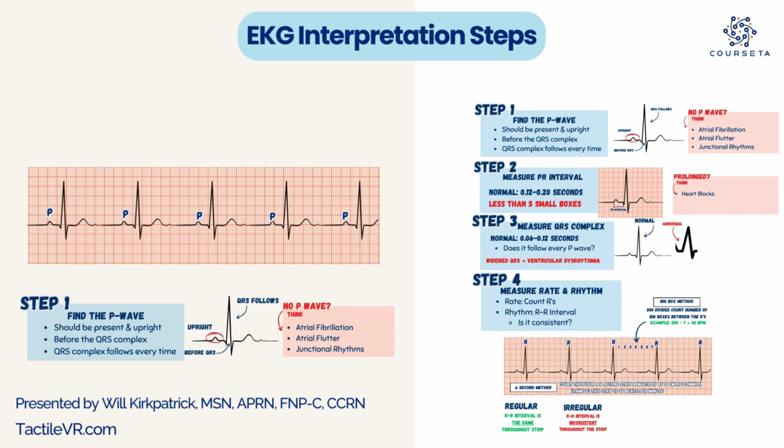Now, as you may notice, the EKG rhythms come in pairs. So the P wave should never be alone without a QRS complex, and the QRS complex should never be alone without a P wave. So always make sure that the P wave is before the QRS complex and that there is also a QRS complex following the P wave. The P wave should never be absent or inverted or after the QRS complex.